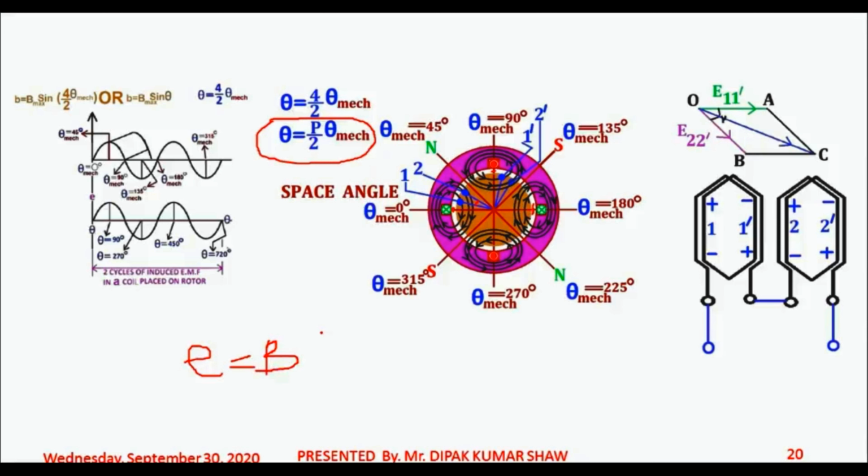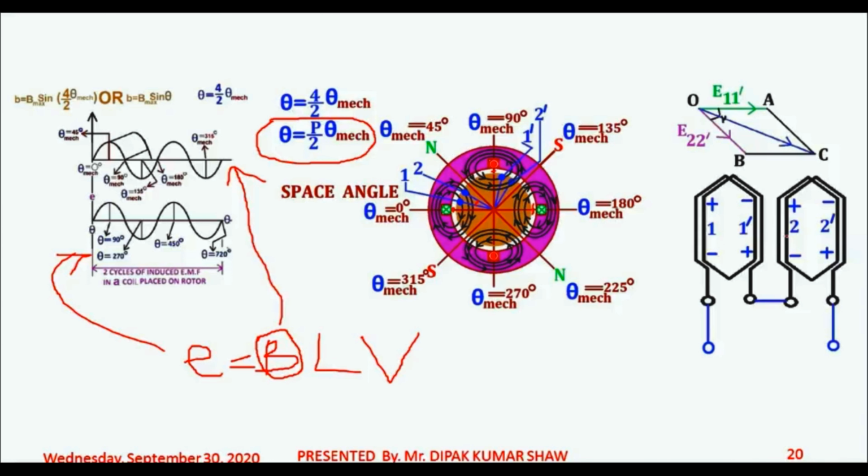BLV. So what is V? V is the peripheral velocity of the rotor, L is the length of the conductor, and B is the magnetic flux density. So B is changing in a sinusoidal way. Since B is changing in a sinusoidal way, that's why the induced EMF E is also changing in a sinusoidal way.